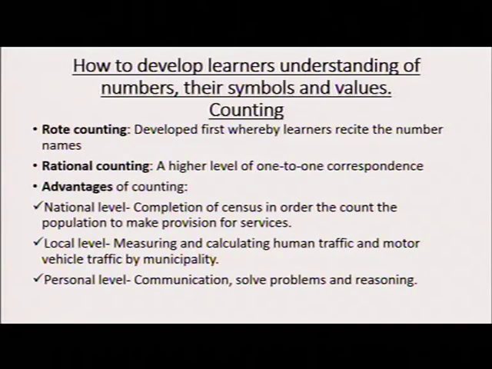And this is a higher level of one-to-one correspondence. One-to-one correspondence just means the child can now match a number of objects to the number. So if I see two sweets there, the learner knows one, two. There are two sweets. Or five or whatever, it's one-to-one correspondence. It's a higher level of counting.